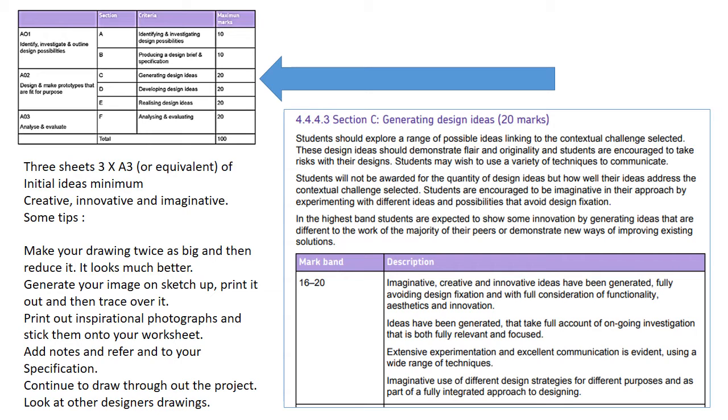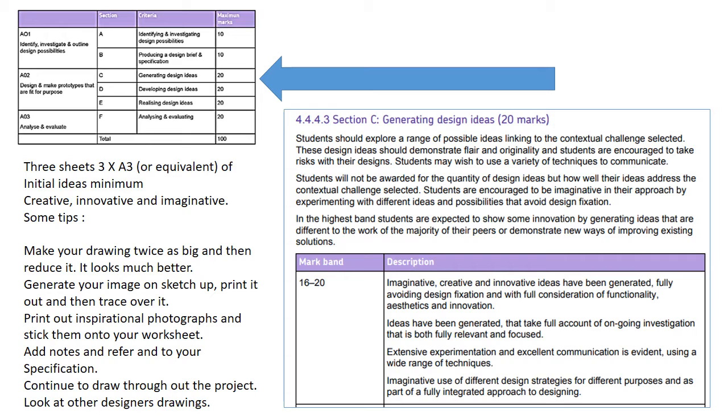Generate your image on SketchUp. You can print it out and then stick it on a window, stick a plain piece of paper over the top, okay, and then trace off it. Okay, it's not cheating, it's just generating an image that you're pleased with. Okay, so you can do that.